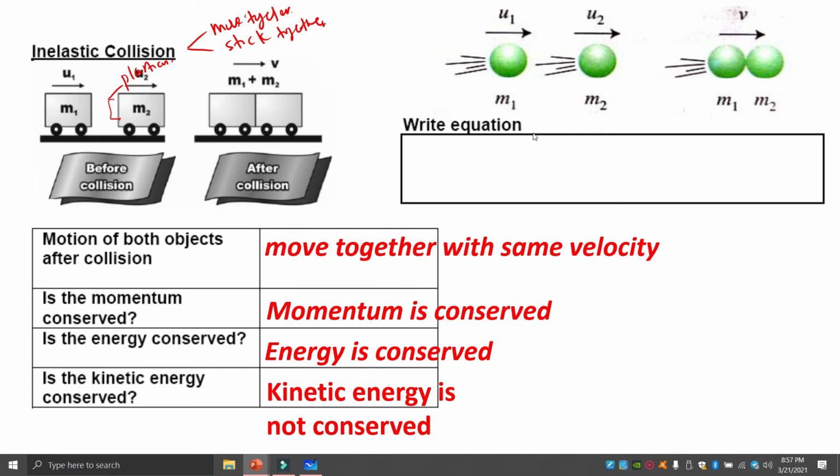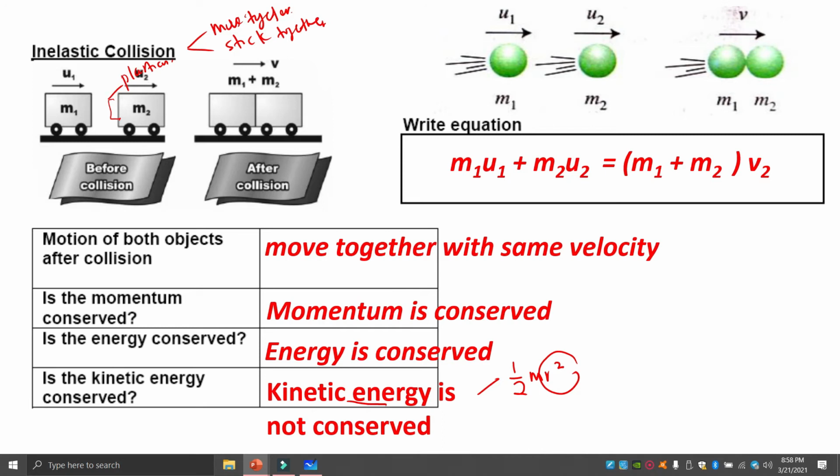I hope you still remember this. You already learned in Form 3 that the kinetic energy is half mv squared. So if the velocity changes, the kinetic energy also will change. Just now two objects moved with two velocities, and after they collide, there is only one velocity. So when the velocity changes, the kinetic energy also changes. That's why the kinetic energy is not constant.